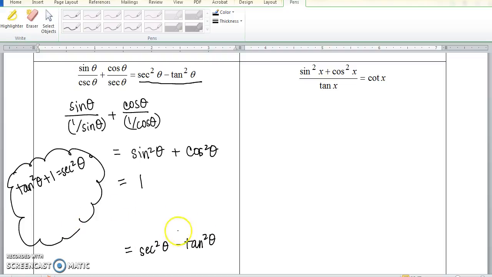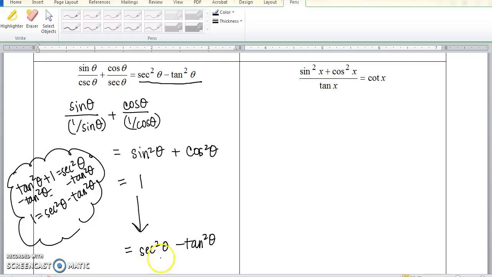So this is our little thought bubble over here. If we want to make it look like secant squared minus tangent squared, we'll subtract the tangent squareds from both sides. And so we'll just get 1 equals secant squared minus tangent squared. So what we already have is actually true. 1 is equal to secant squared minus tangent squared. So there's nothing else we need to add in.